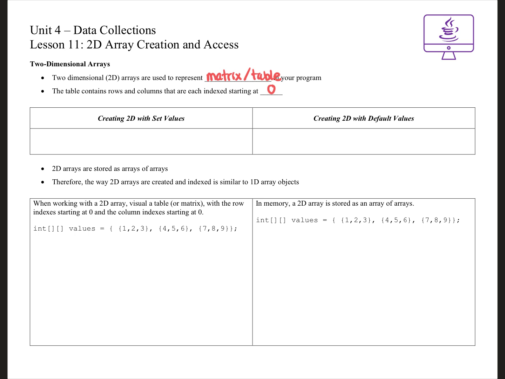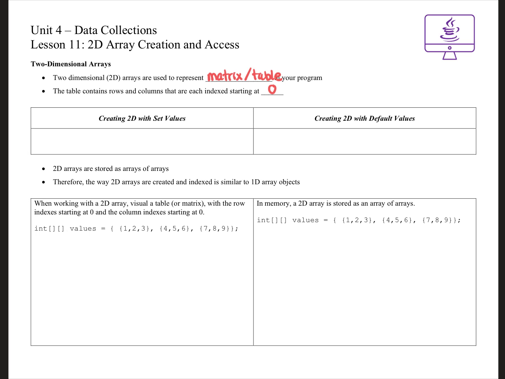There are two ways we can instantiate it, just like we could have with regular arrays, with one-dimensional arrays. The syntax is slightly different now. Instead of one bracket, you're going to need two. That denotes a two-dimensional matrix. I usually call it MAT for matrix.